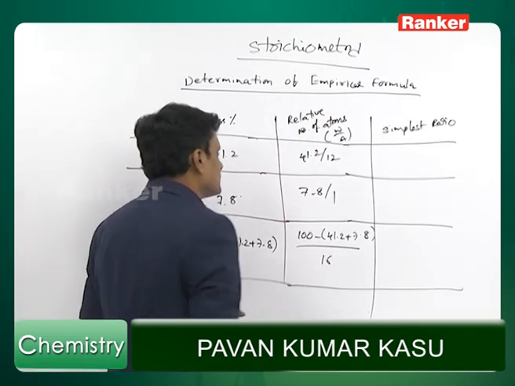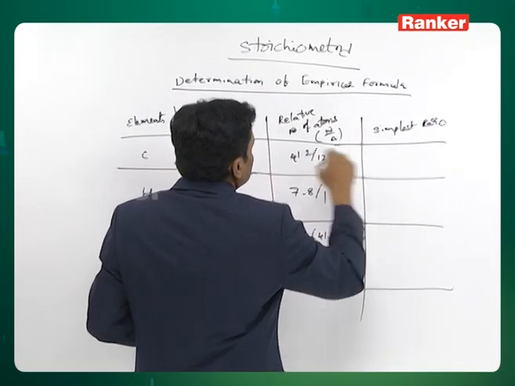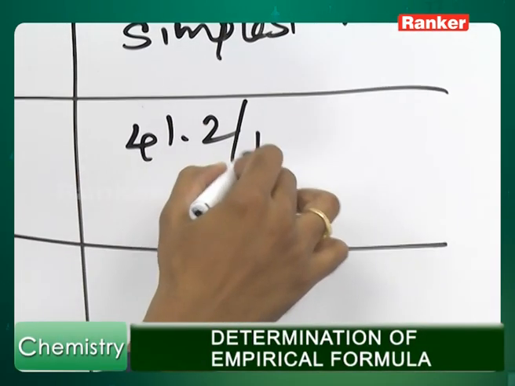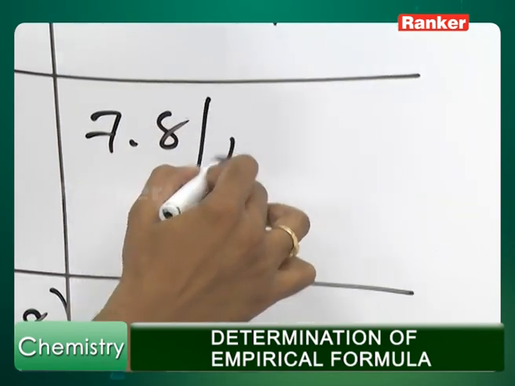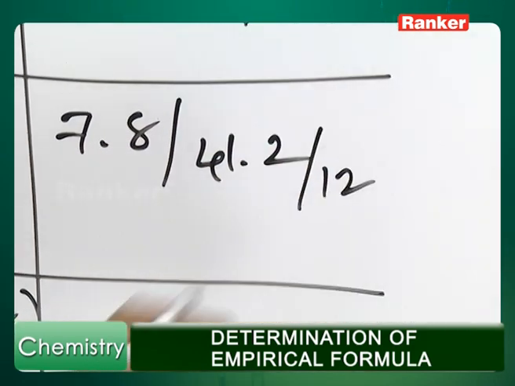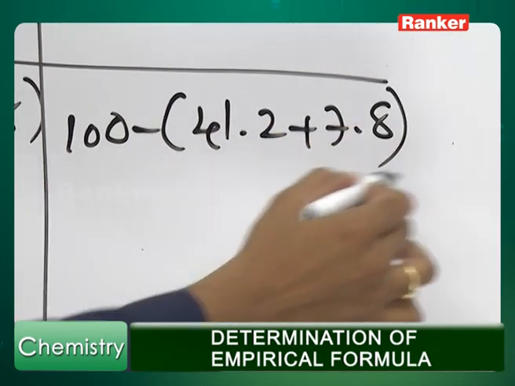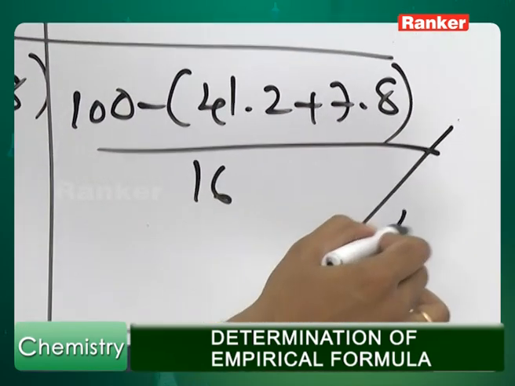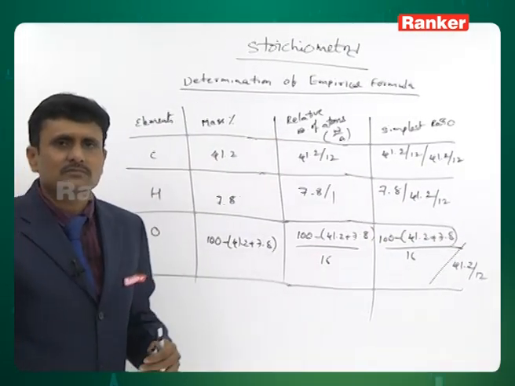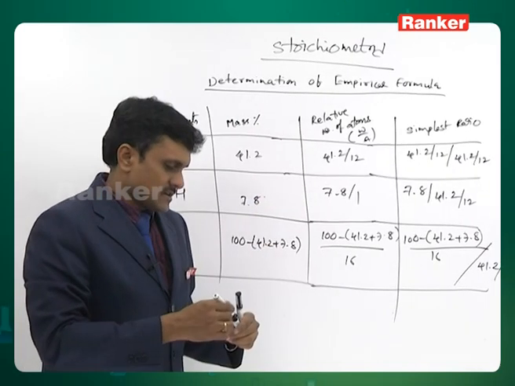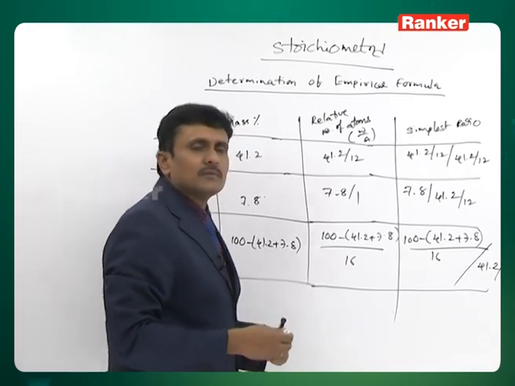For example, you can see here that this value may turn out to be less, then in that case, or else if this is less, we will be dividing the whole values by that. Whichever value is lesser, that value has to divide the remaining values, and based on the simplest ratios obtained, we can get the empirical formula of the given compound.